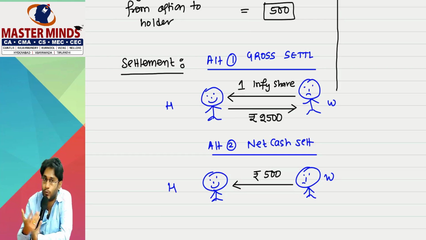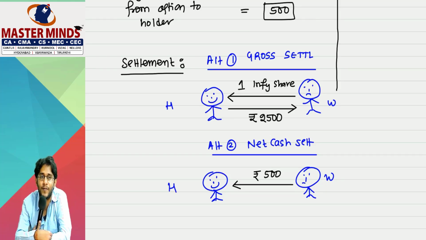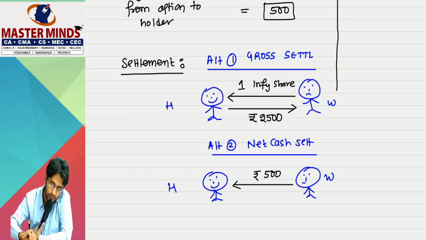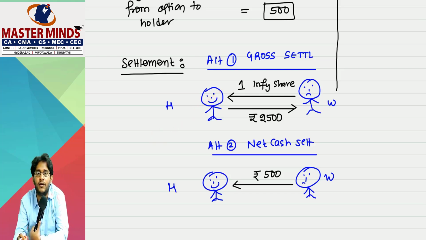Sir, between these two, which one will happen? People who have done AFM can answer. Which one will happen in the stock market? Gross settlement. Things changed with the amendment. Change of last year. Reality.